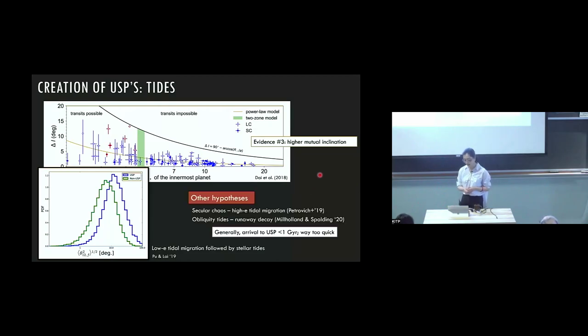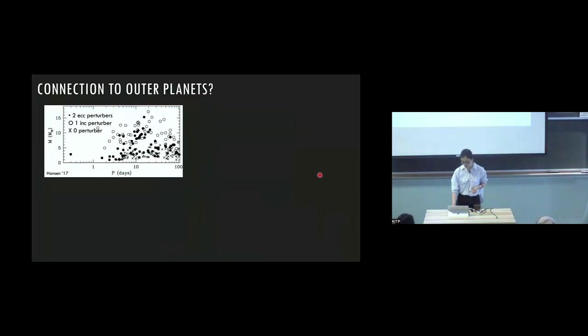There are other hypotheses using secular chaos to drive a pretty high eccentricity tidal migration, or even obliquity tides. But the problem is that they generally cause the USPs to arrive inside a day of orbital period really quickly, so around a few 100 million years or so. But if you take a look at the typical ages of these USP systems, they are particularly old. They're more like a few gigayears.